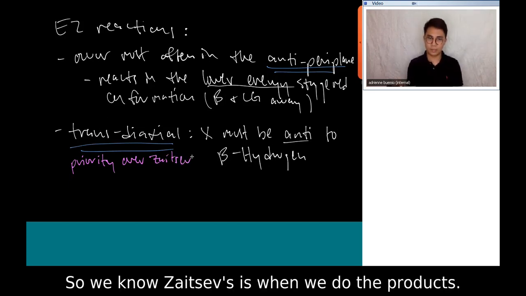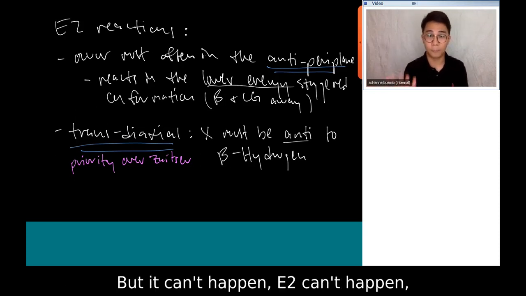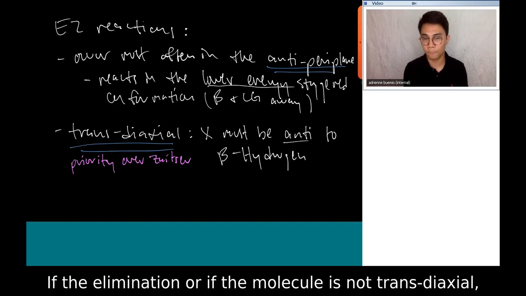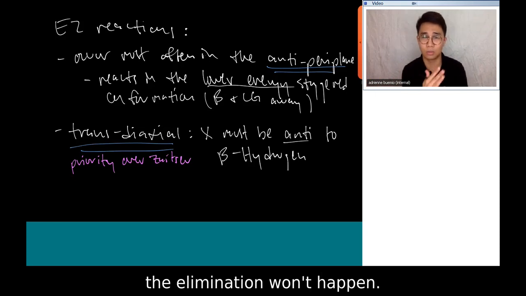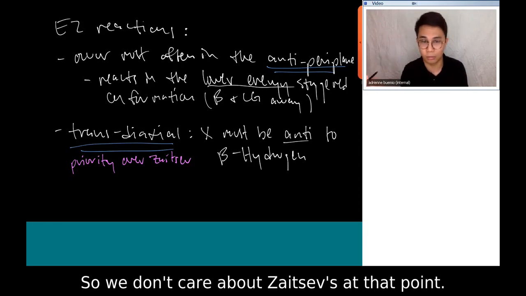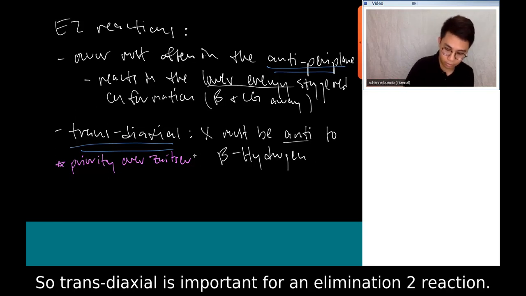So think about it for a second. We know Zaitsev is when we do the products, right? Like, oh, okay, we get the more substituted product. But E2 can't happen if it's not trans-diaxial. If the molecule is not trans-diaxial, the elimination won't happen. So if it doesn't happen, we're not going to get a product. So we don't care about di-sub at that point, right? So that's what that means. So trans-diaxial is important for an E2 elimination reaction, right?